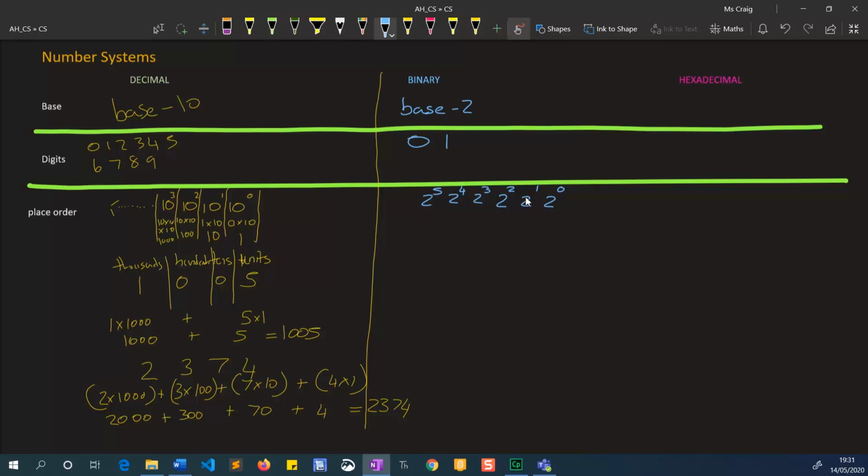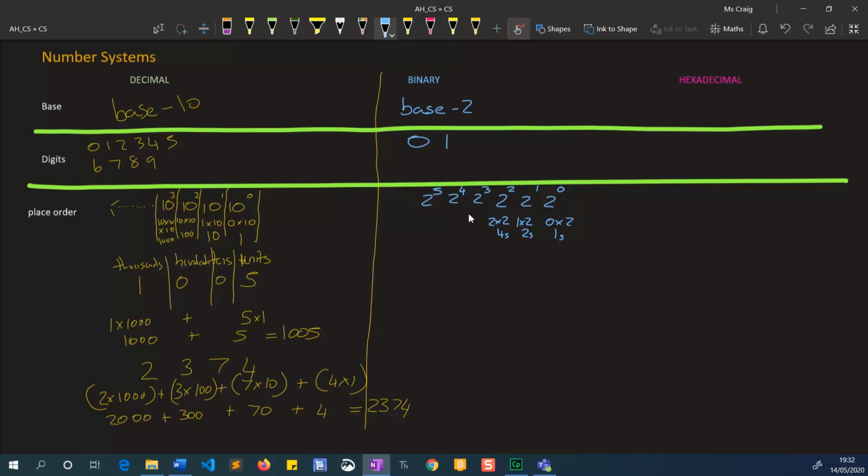So what does 2 to the power 0 mean? Well, it means 0 times 2, which is the 1s column. 2 to the power 1 means 1 times 2, which is the 2s column. 2 to the power 2 means 2 times 2, which is 4, so that becomes the 4s column.